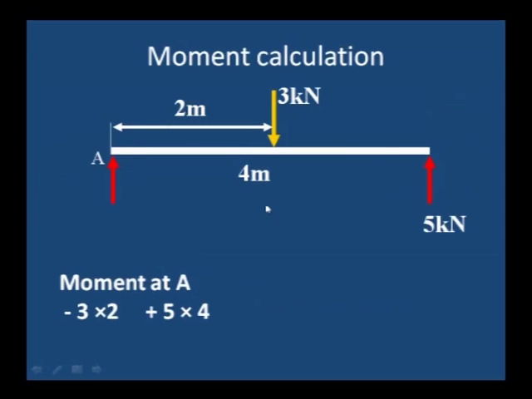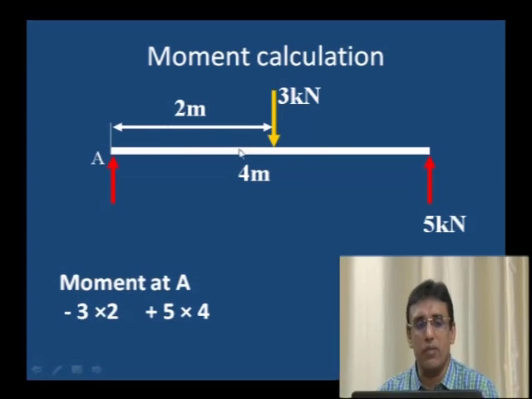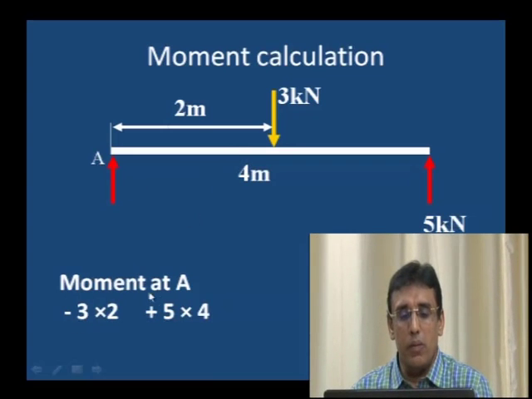Let us take a simply supported beam. Here a point load is acting at a distance of 2 meter from A. If you want to calculate the moment at A, the vertical load is 5 kilonewton downward and 3 kilonewton upward. Here 5 into 4 is anti-clockwise, and 3 into 2 is clockwise. So we take 3 into 2 as negative, plus 5 into 4.